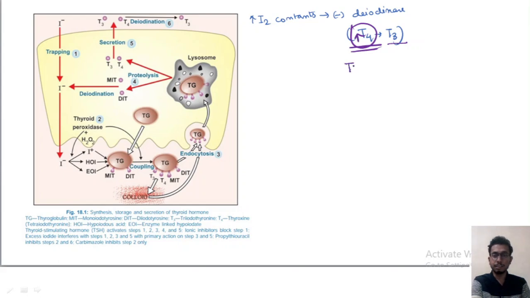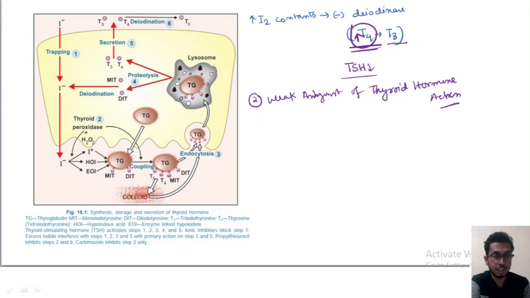And TSH also gets lowered. Okay. So this is the case of euthyroid hyperthyroxemia that is seen. Secondly, amiodarone itself is a weak antagonist of thyroid hormone action. Okay. Alright. These are the main modes in which amiodarone causes thyroid dysfunction in our body.